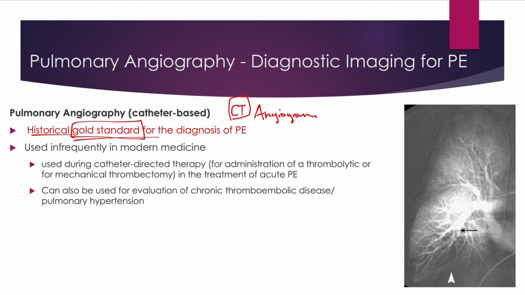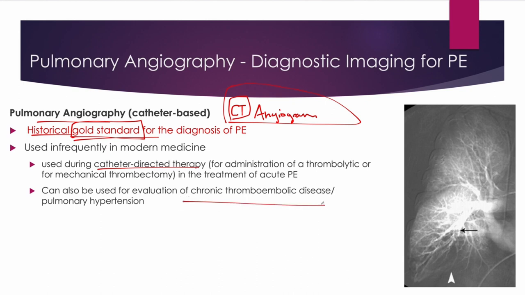So historically, pulmonary angiography was the gold standard for this, and maybe some still consider it the gold standard because it is considered one of the more accurate ways of detecting a PE, although it's been replaced by the CT version. Okay. We hardly ever use these anymore, but when we do, we can use it for catheter-directed therapy, meaning we stick a catheter up and we give a thrombolytic, or we mechanically remove a thrombus, and that can be done in more life-threatening cases of PE. And then we also do it occasionally for those that have chronic thromboembolic disease with pulmonary hypertension.